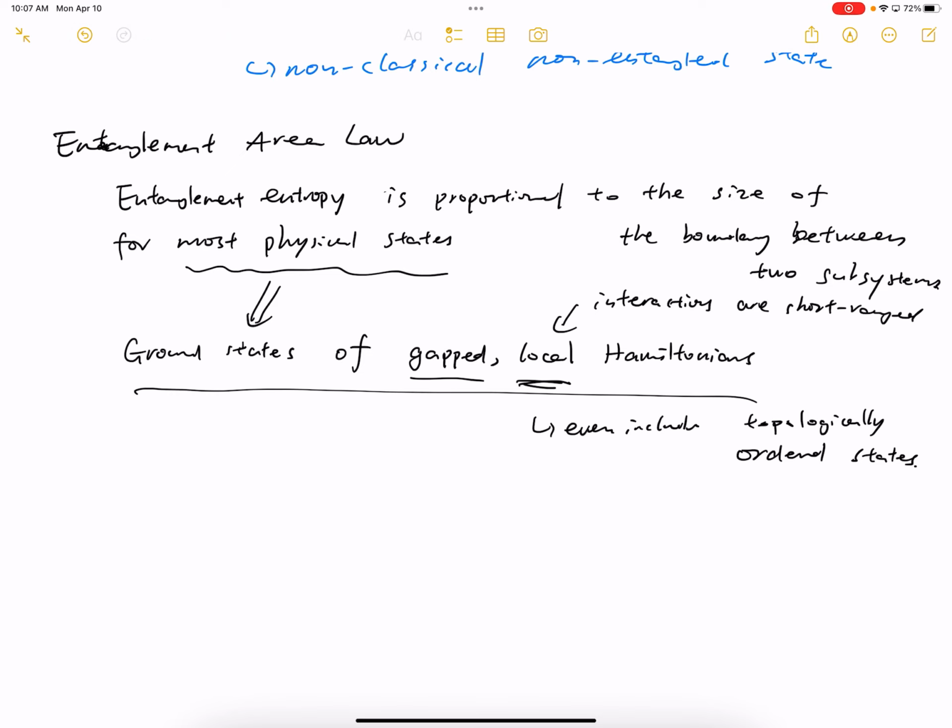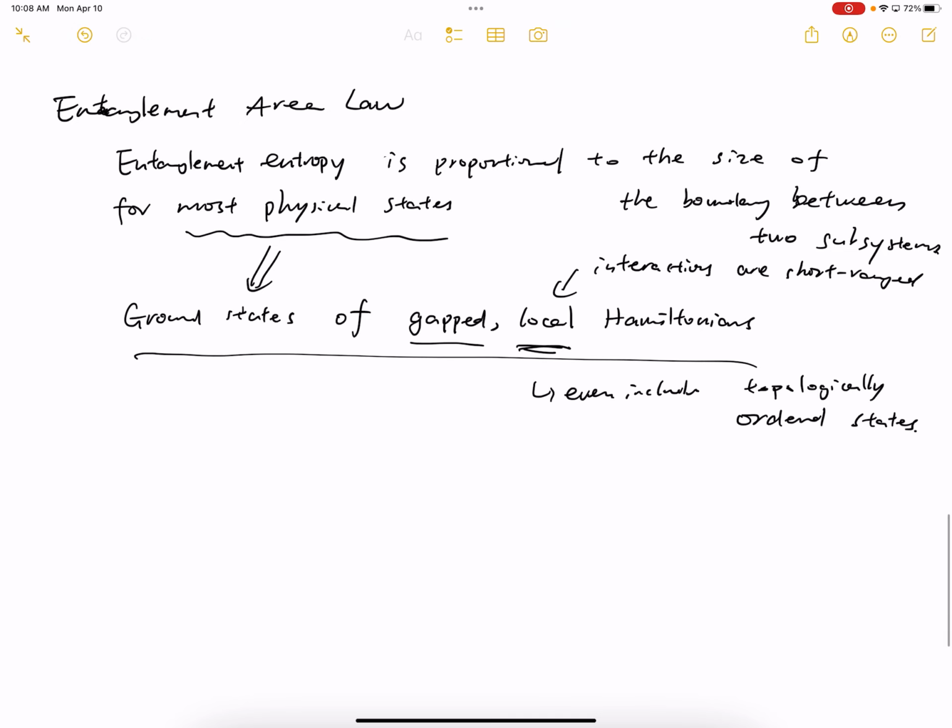And local is also important. That means interactions are local. Then we know that this topological order makes sure the whole thing is robust to local perturbations. If your interactions are non-local, then any perturbations could also travel non-locally through your system and destroy this topological order. So topological order is only robust under local perturbations, which is why we also have to assume the Hamiltonian has local interactions.